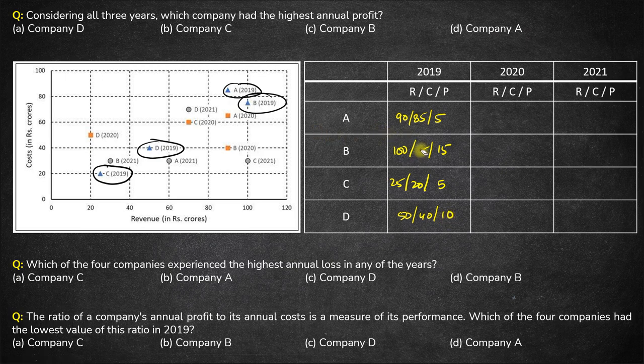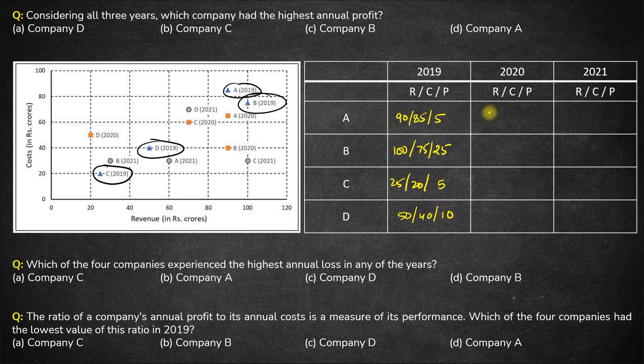I made a mistake here. The costing for B should be between 70 and 80, which will be 75 and not 85. This should be 75, this should be 25. Okay. Then you have 25, 20, and then you have 50, 40, 10.